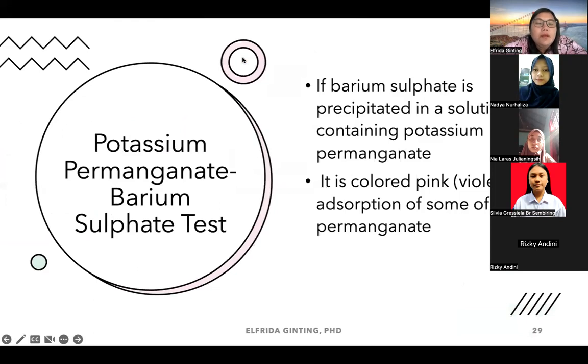Okay. Now, the next test is the potassium permanganate, barium sulfate test. If we have barium sulfate, which is a white precipitate, and you mix it with potassium permanganate, the color will change from white to pink.